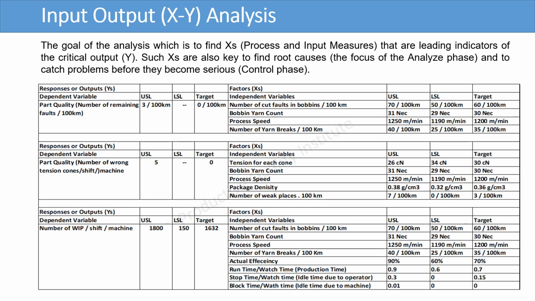For example, for the response or output factor, number of remaining faults per 100 km, with upper specification limit of 3 faults per 100 km and target of 0 fault, we have 4 factors: number of cuts per 100 km, bobbin yarn count, process speed, and also number of yarn breaks per 100 km. The table shows for each response and related factors the upper and lower specification limits and target.